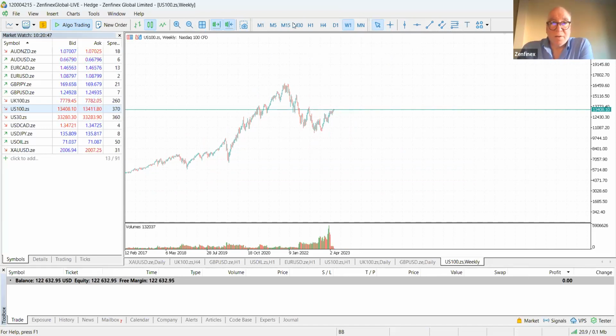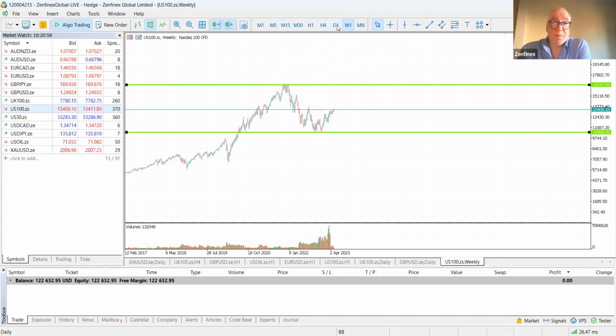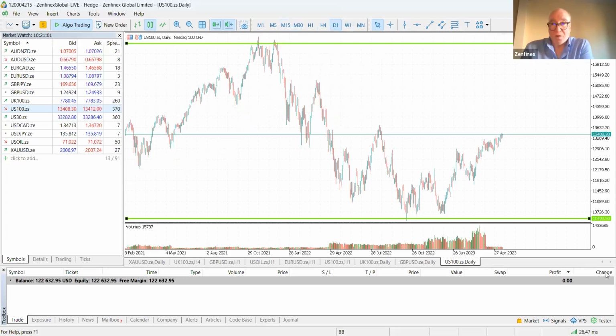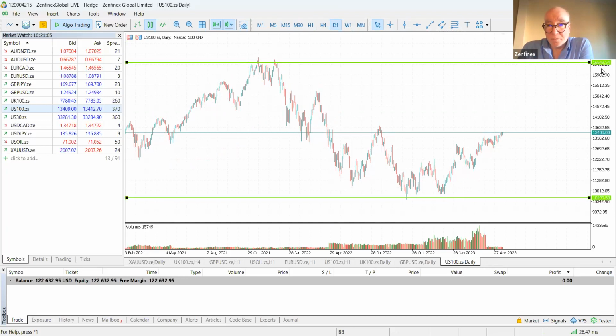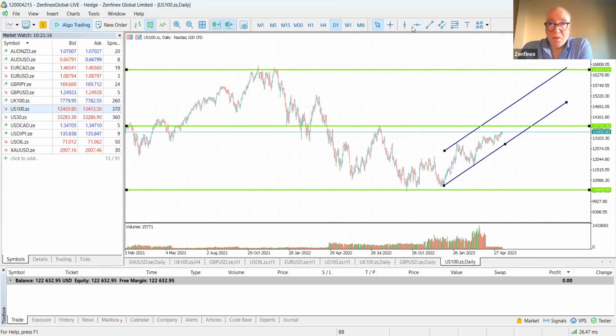So let's just have a look at, from a weekly perspective, in the same way that we do the top down, we build ourselves a range, a trading range. Where are we in this trading range from a weekly perspective? What are the areas that we need to look at from a daily perspective? Now we're on the daily chart. And the first thing I see immediately is this upward channel. And we see some resistance here, and we see some resistance here.